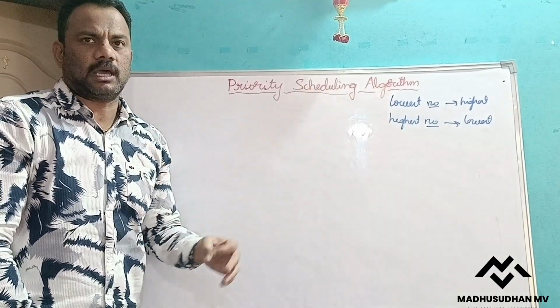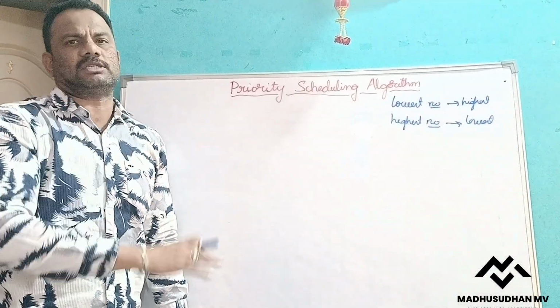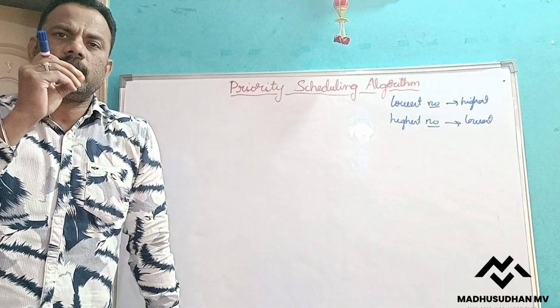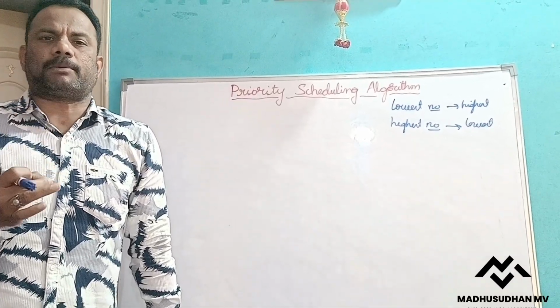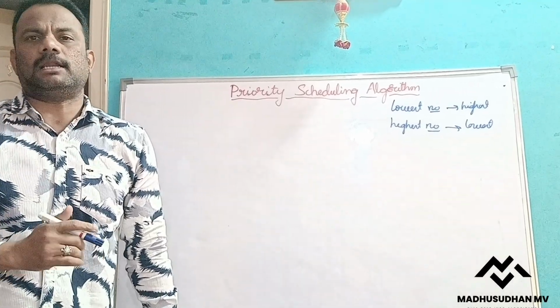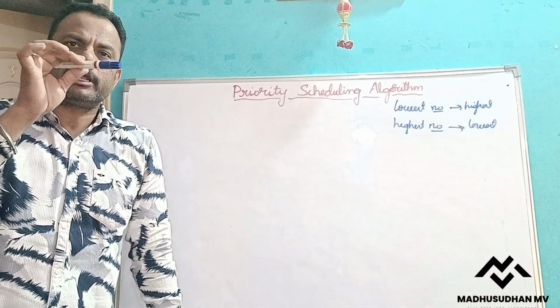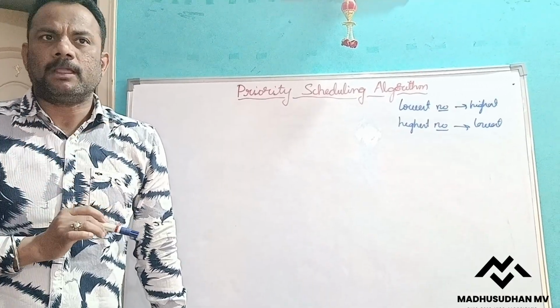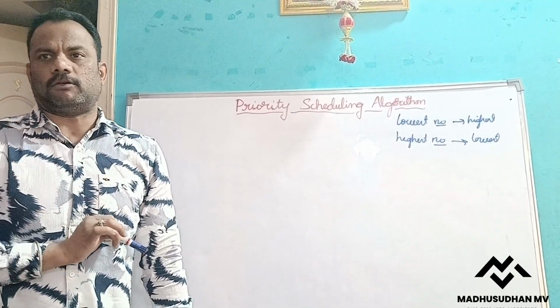So that is the convention of priority. And now, who is going to assign this priority? That is the next question. Generally the priority can be assigned to each and every process in two ways. One is internally, another one is externally. Internally, every process is assigned one priority by the operating system itself.